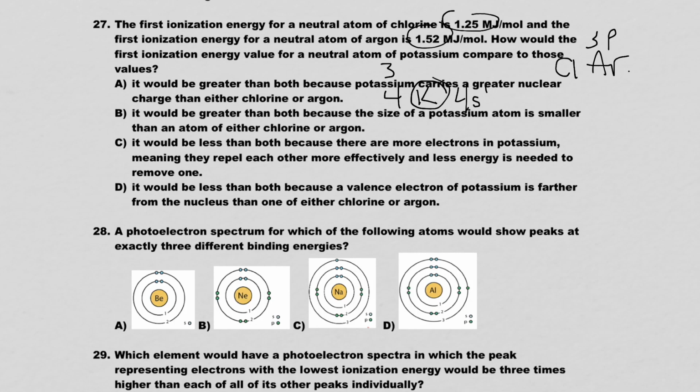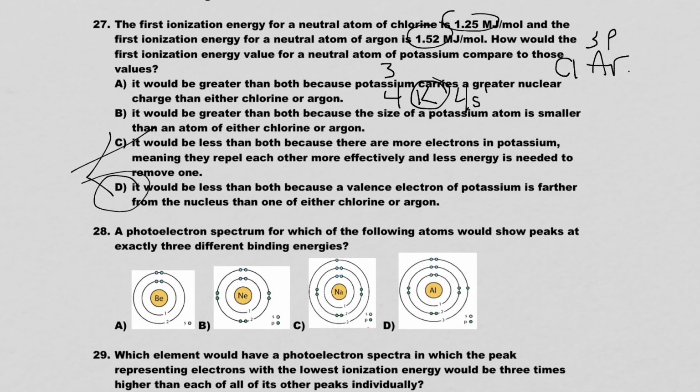So it's got to be C or D. Let's look at those. We know it's not going to be greater. If we look at C, it would be less than because there are more electrons in potassium, meaning they repel each other more effectively and less energy is needed to remove one. Okay, when you're comparing three different things like this, it's not going to be about electron-electron repulsion. So it can't be C. Let's make sure D is correct. It would be less than both because the valence electron of potassium is farther from the nucleus. Yes, there we go.